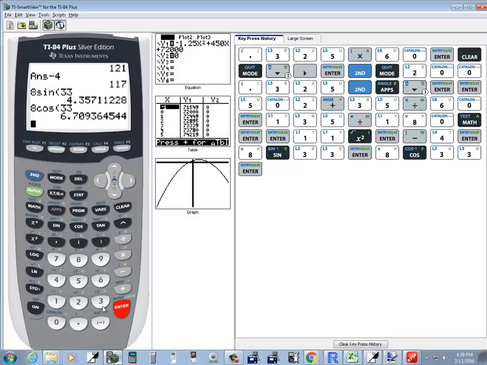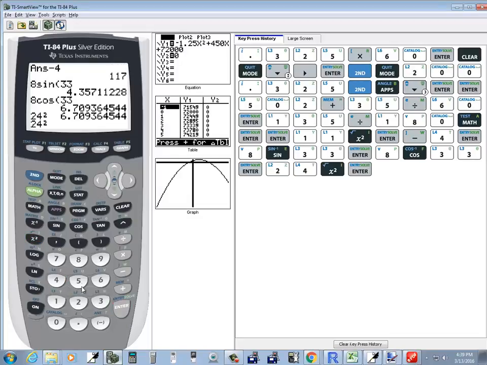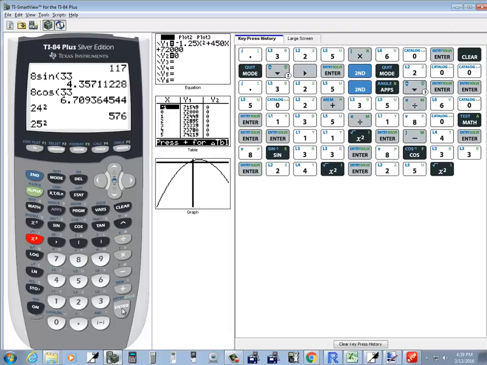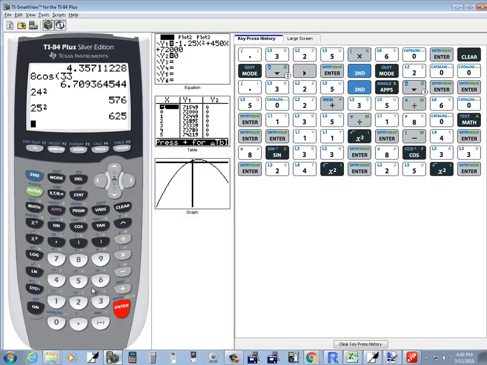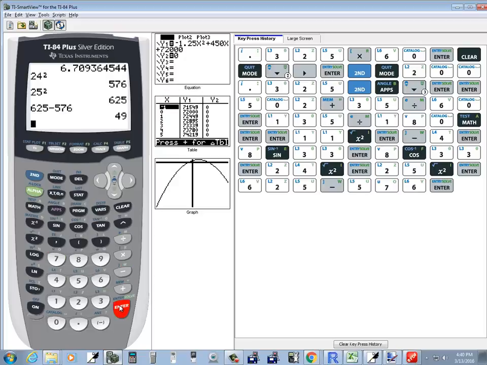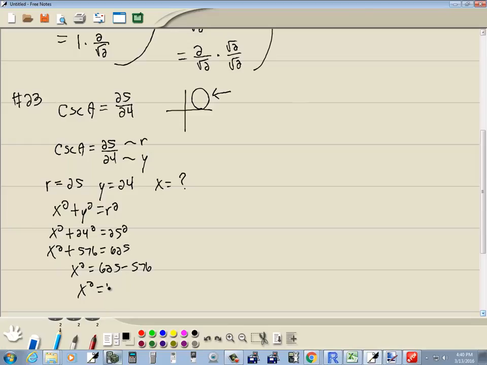So we got 24 squared. Pretty sure 25 squared is 625, but let's see. Okay. So this is 576, and this will be 625. Take the 576 over, so I get 625 minus 576. 625 minus 576. It's going to come up nice.